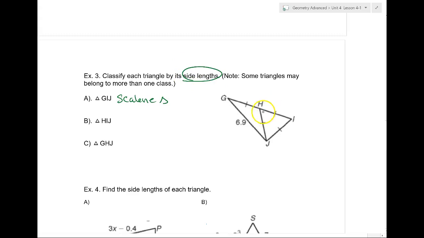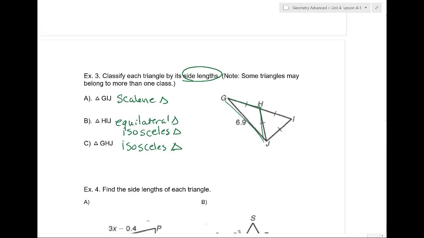Now, how about the next one? HIJ, this one off to the right. Very good. Equilateral triangle. And if it's equilateral, it's automatically also isosceles triangle, right? My S and C there. So it's also isosceles. Excellent. How about GHJ? This one right here. Yep, that one's just isosceles this time. Awesome. So remember, there can be more than one thing with this one.